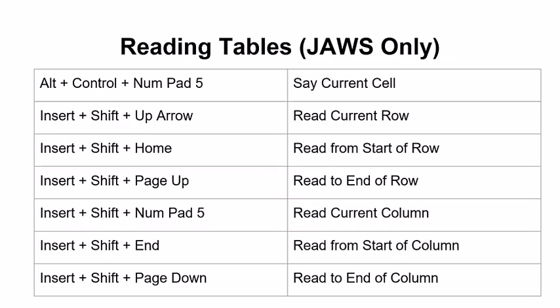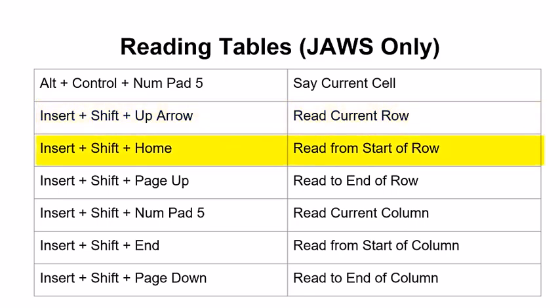These table reading commands only apply to JAWS. Alt-Control plus number pad says the current cell. So not only the contents, exactly where in the table you are located. That's important to know. Insert plus Shift plus up arrow will read the current row.